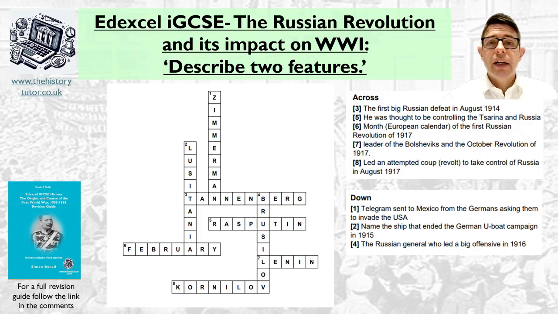Number 8, led an attempted coup or revolt to take control of Russia in August 1917. So that's Kornilov. Now, he was a military general, and he tried to send soldiers into Petrograd, or St. Petersburg, to take over. But the Bolsheviks stopped them, and the Bolsheviks became heroes. And this helped them become popular towards their revolution.